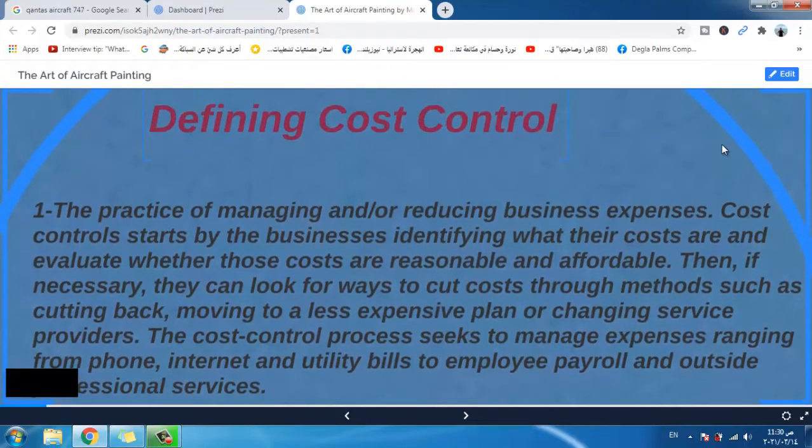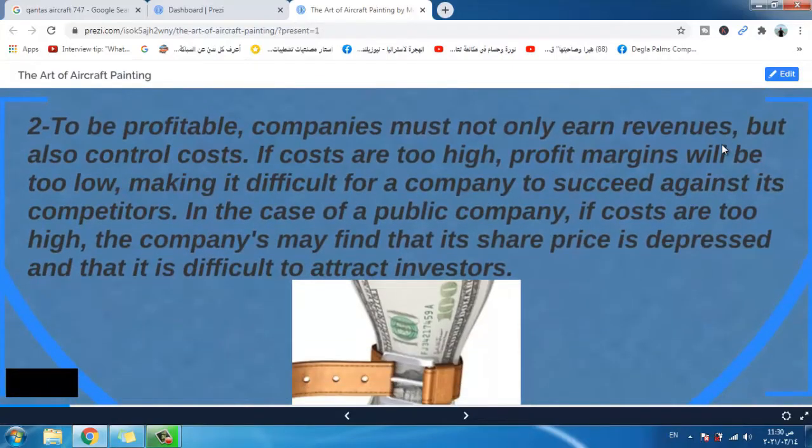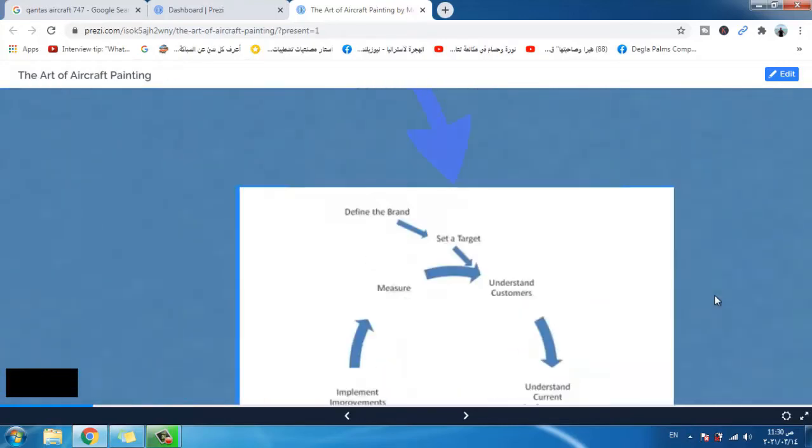So, secondly, to be profitable, companies must not only earn revenues but also control costs. If costs are too high, profit margins will obviously be too low, making it difficult for a company to succeed against its competitors. In the case of a public company, if costs are too high, the company may find that its share price is depressed and that it's difficult to attract investors.